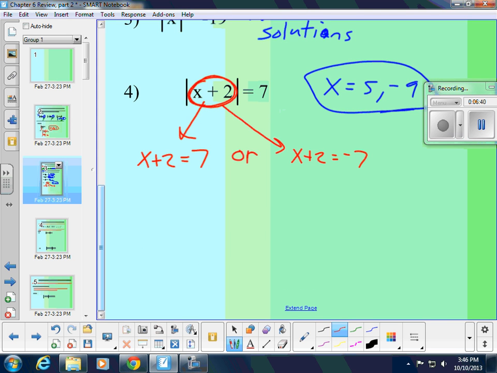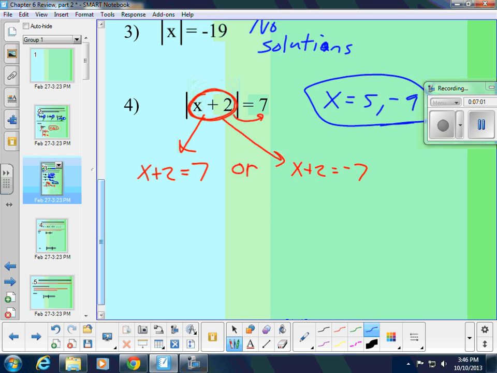Because like we talked about before, what ways can I have something in here in the absolute value that would equal 7? Well, there's 2 possible numbers, 7 or negative 7. So what I do is set that expression, x plus 2, equal to either 7 or negative 7. So those are my 2 cases. They'll get me to my 2 solutions, as I'll show you right now.